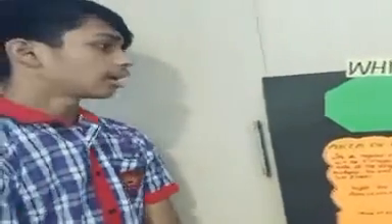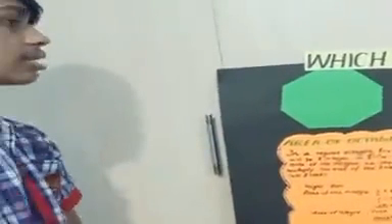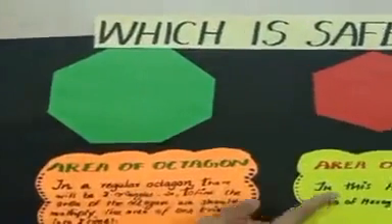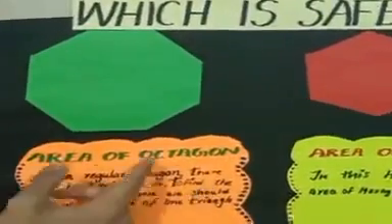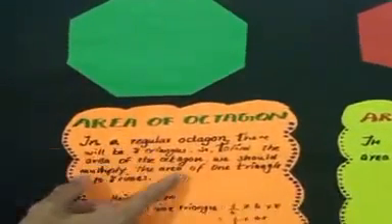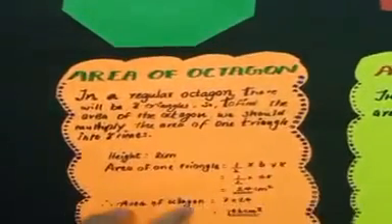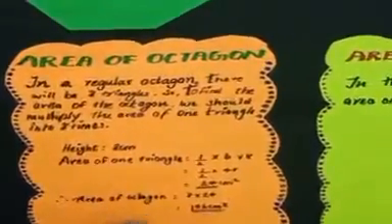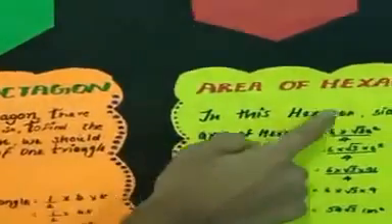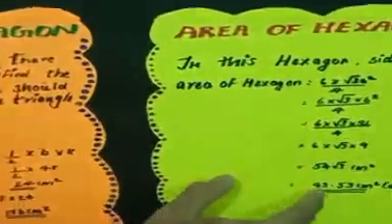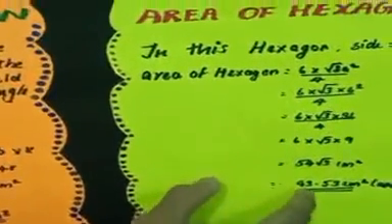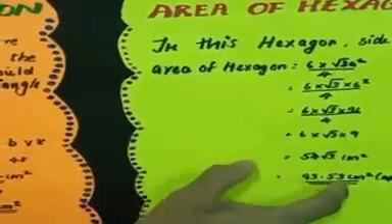And today I am here to show a project in which we will find out which shape is suitable for a parachute to land safely. First we find the areas of the two shapes. When we find the area of octagon, we get that the area of octagon is 196 cm square, and when we find out the area of hexagon, we find out that the area of hexagon is 93.53 cm square.